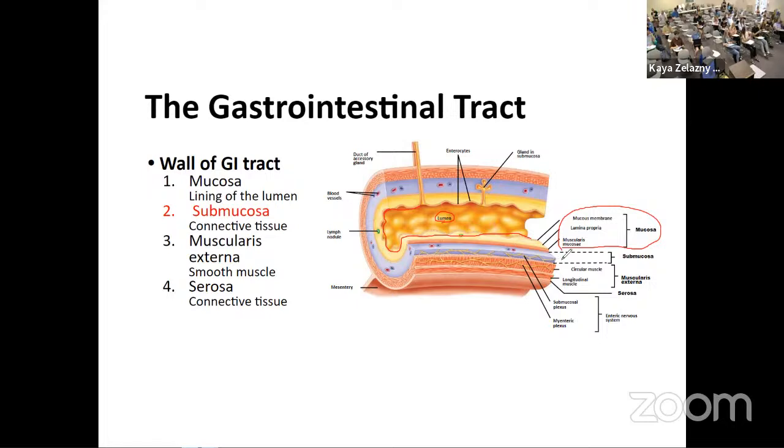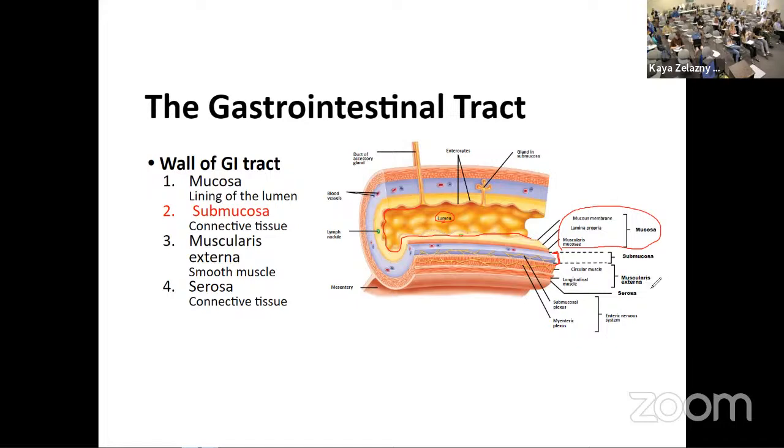Next, we have our submucosa. This is really a layer of connective tissue. So stuff connecting, holding stuff together. That's our submucosa. So sub, because if we were getting from the lumen, which is the hollow part, to the submucosa, we'd have to dive through the mucosa. Right, so we're kind of going from the inside out.